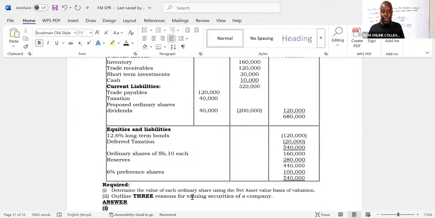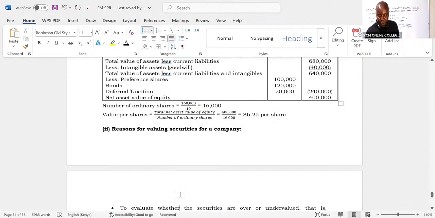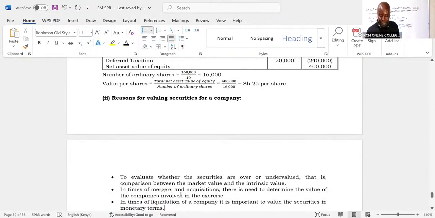I would want to value my securities, ladies and gentlemen, if I'm going to use them as collateral. If I'm going to use them as collateral in a bank, for example, I would want to do valuation. Also if I want to sell this organization. So there are so many reasons, and I've given you those reasons, ladies and gentlemen, down here in the answer. If you're not able to understand, I always give answers down there.